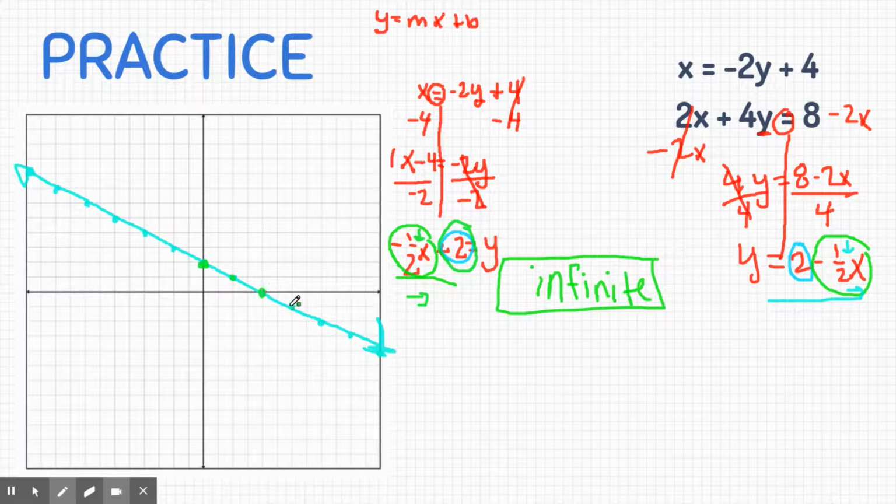You guys seeing now why it's infinite solutions? It's infinite solutions because if I reverse here, up 1 over 2, they're the exact same line. So they're going to touch each other forever and ever and ever.